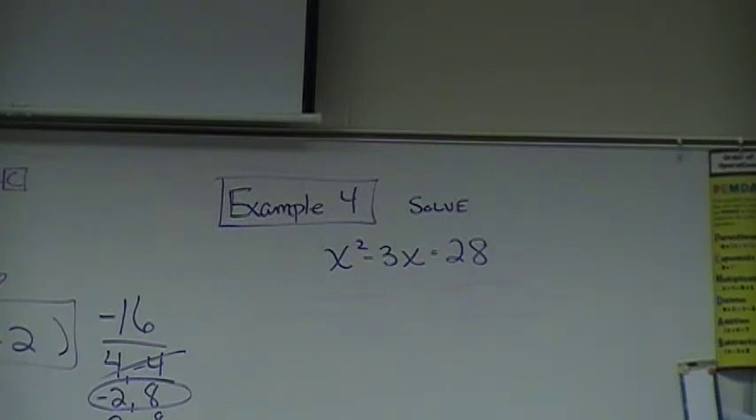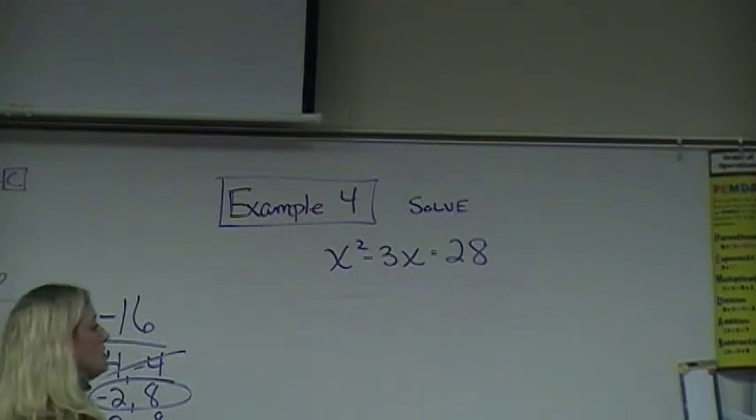Is that equation set equal to 0? No, it's not. How do I set it equal to 0? What would I do to the equation to set it equal to 0? Subtract 28. Subtract 28 from both sides? Bailey, would you agree with that? Yep? Everybody agree with that? I hope so.